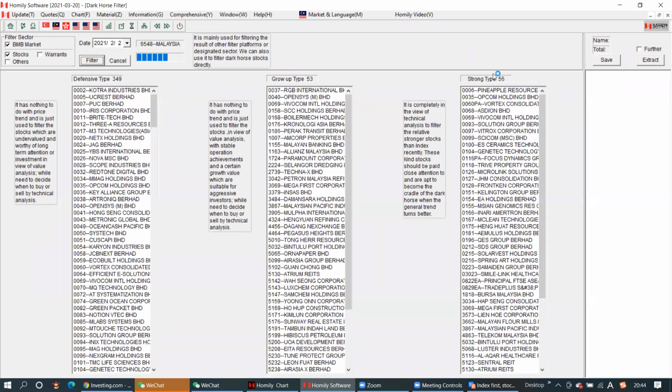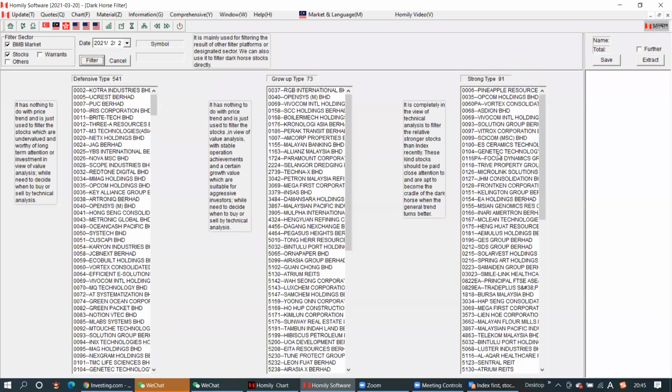So for the current weak market, studying the strong type is very important. The defensive type, as you can see here, is undervalued, with long-term attention. But there are very many shares here, quite hard to study in detail. But if you want to do it for the midterm, yes, no problem. You can study the go up type for the midterm, but the best is the strong type during the weak market trend.